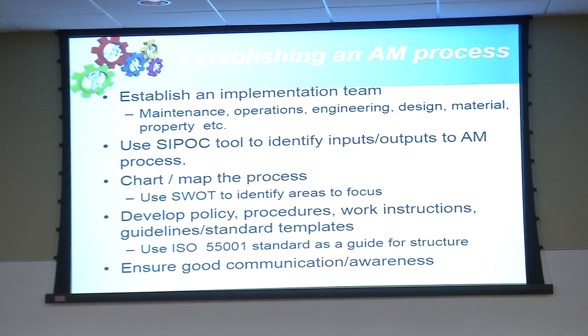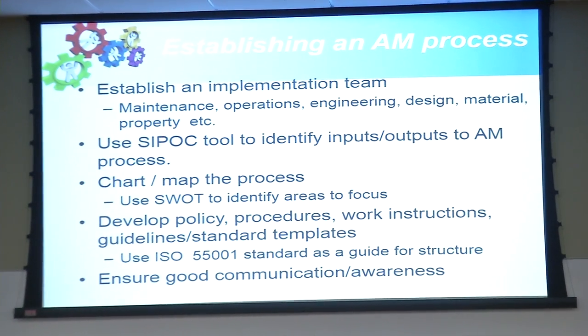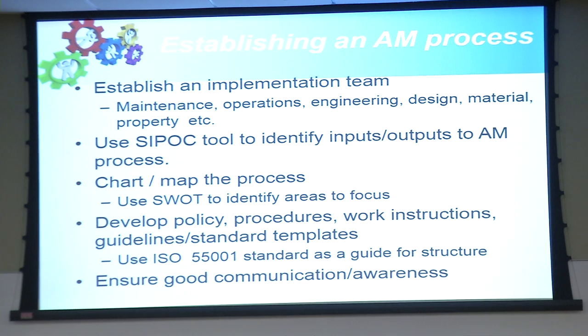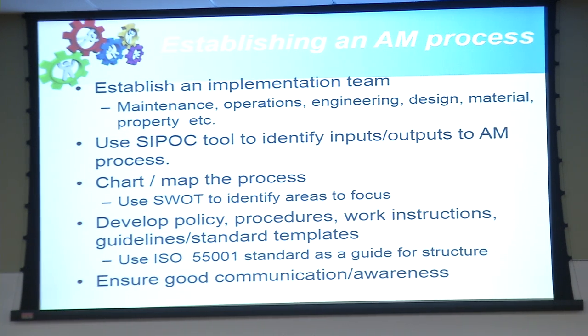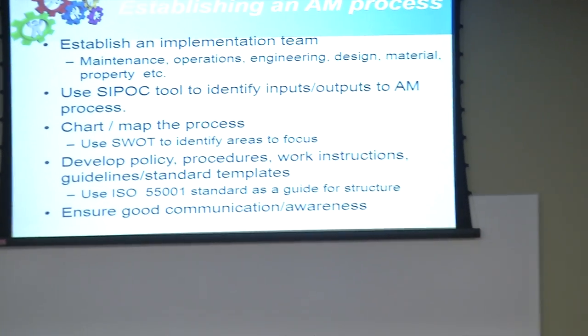How do you establish an asset management process? Establish a team of people from all parts. Use a SIPOC chart or something similar to identify inputs and outputs to the process. Map out the process. Do a SWOT analysis, where your strengths and weaknesses are. Develop policy, procedures, and work instructions. Use 55000 as a guideline, a framework, and put things inside those boxes. The key thing is communication and awareness, so people understand why we are doing it.